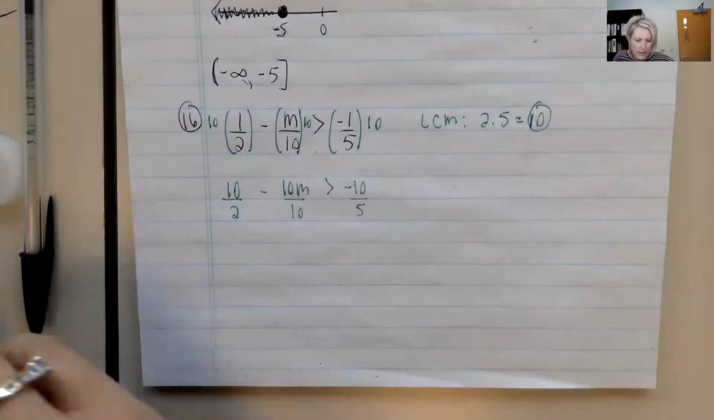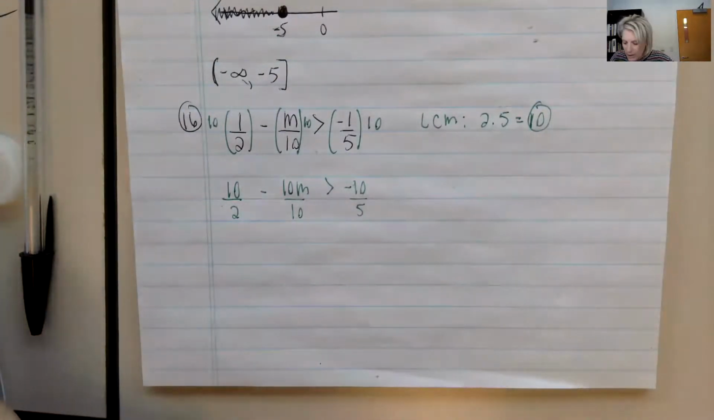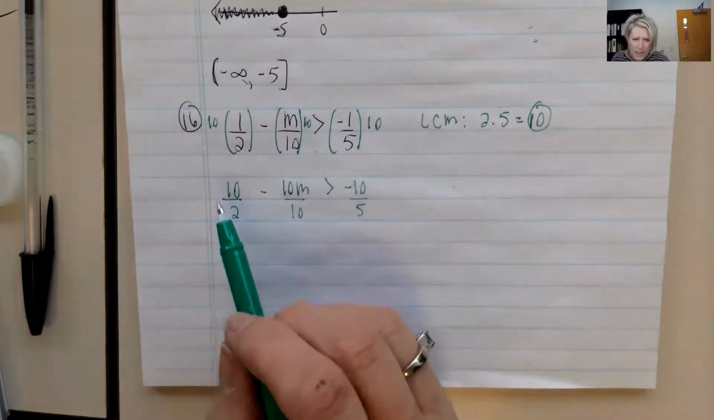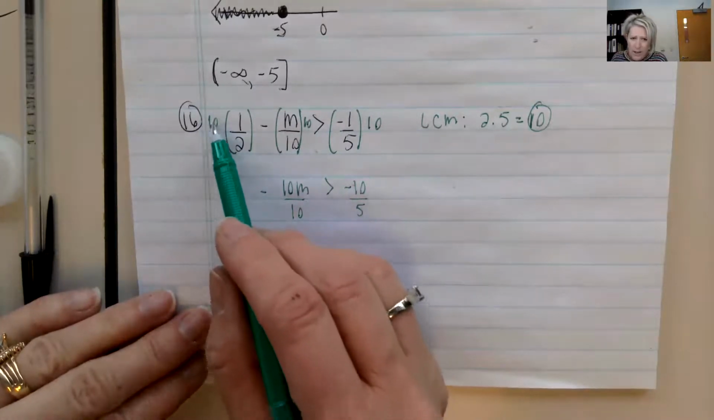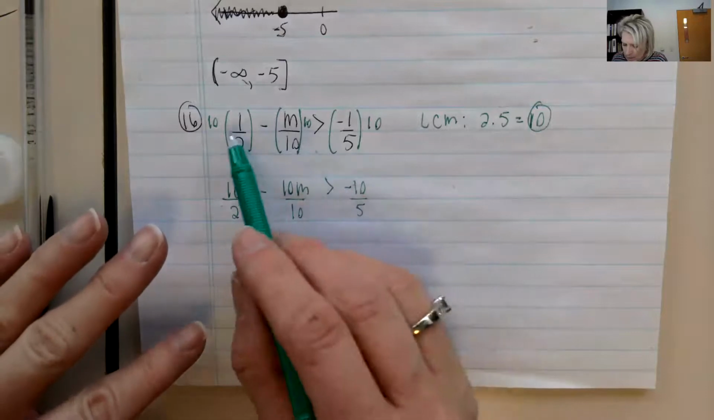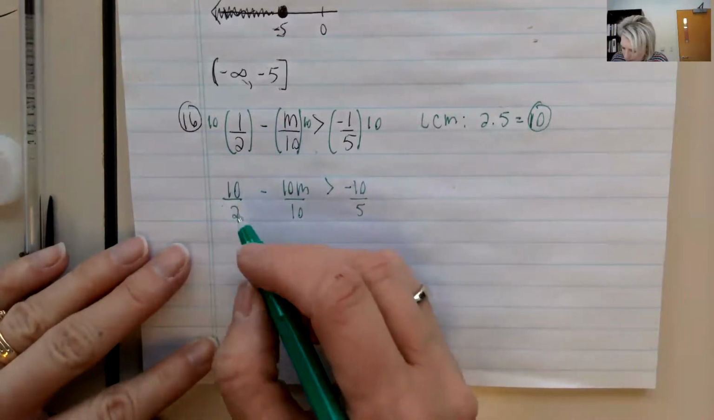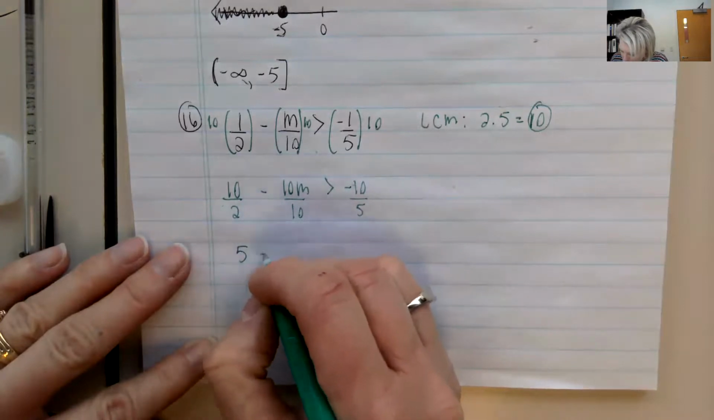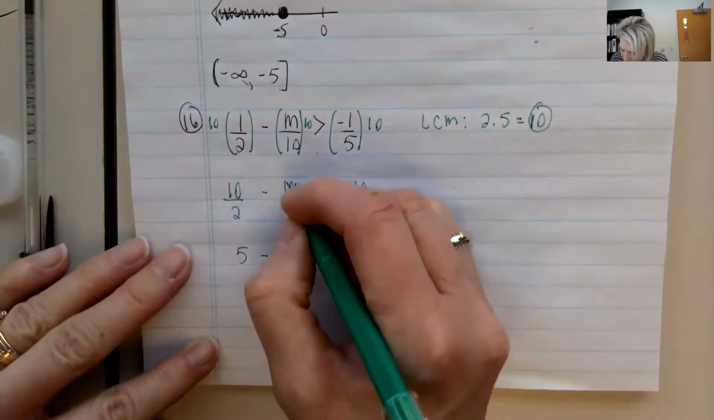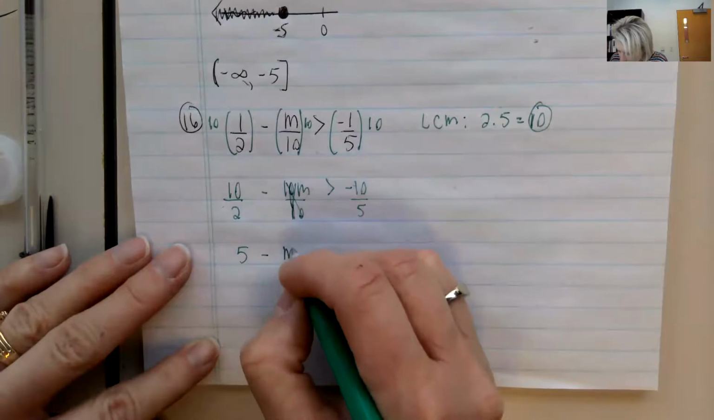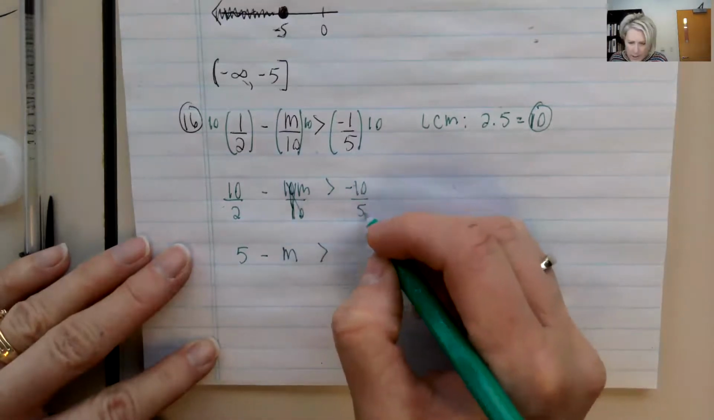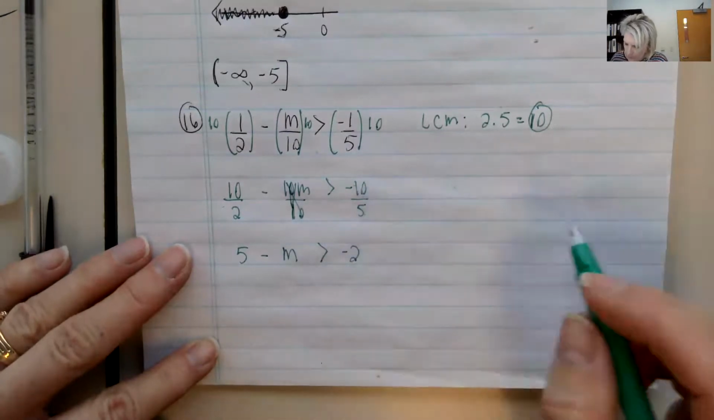Now, you do not need to show me this step if you're a student that's like, oh, I already see that 2 cancels into 10 5 times. You can do that using the first step. But if not, just multiply through, and then you'll get 10 divided by 2 is 5, minus 10 divided by 10, that cancels and makes just m, greater than a negative 10 divided by 5, which is a negative 2.